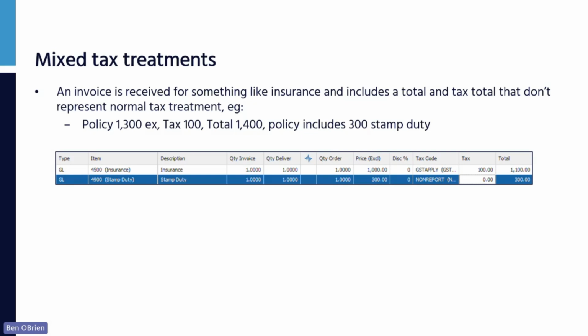Again, I can't just put in $1,300 exclusive in the first line and beat the tax into submission down to 100. That will not work in Sybiz Vision. I need to accept the system calculated tax if I'm saying that tax applies. So I need to split it into two lines, one for the tax applies and one for the non-reportable line, or it could be a zero rated line, depending on the nature of those components of the invoice. I'm just using this insurance example as it is quite typical.